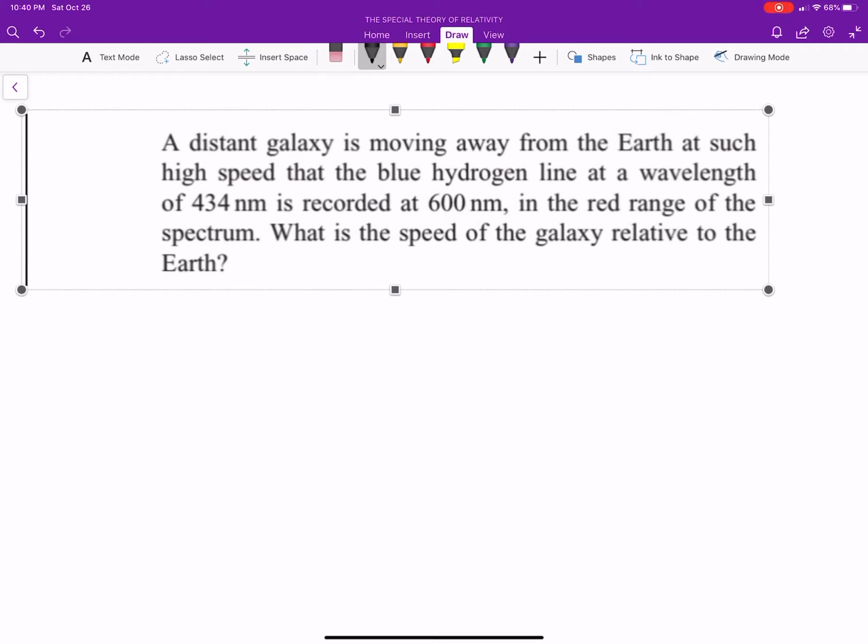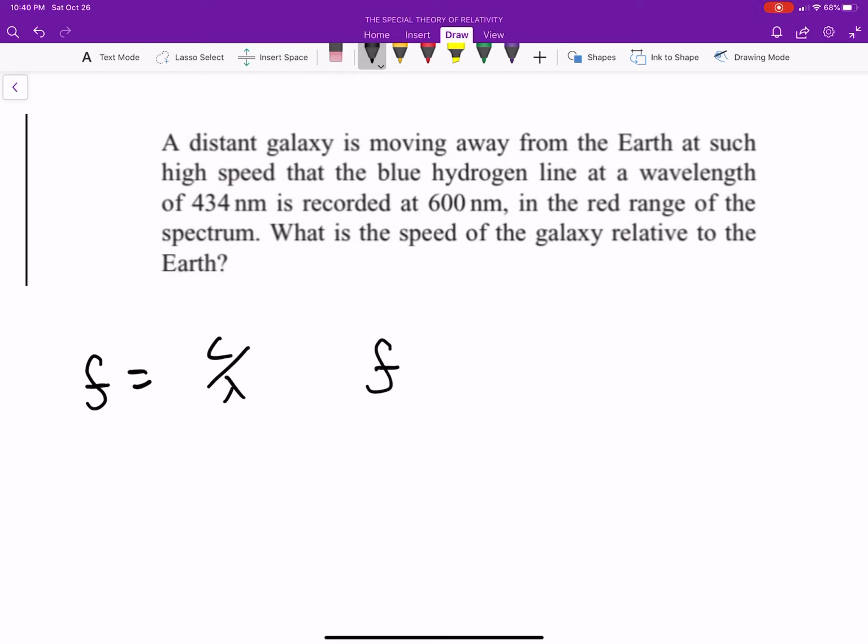Well, the first thing we want to do is write down that frequency is equal to the speed of light over our wavelength. Now our frequency naught, as we called it, we'll call f prime, is equal to c over lambda naught, or lambda prime. Let me write that a little nicer: c over lambda prime.